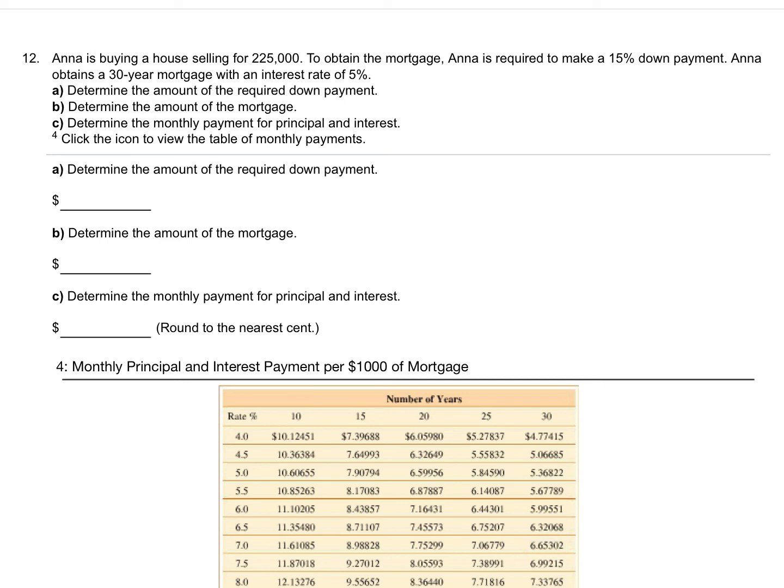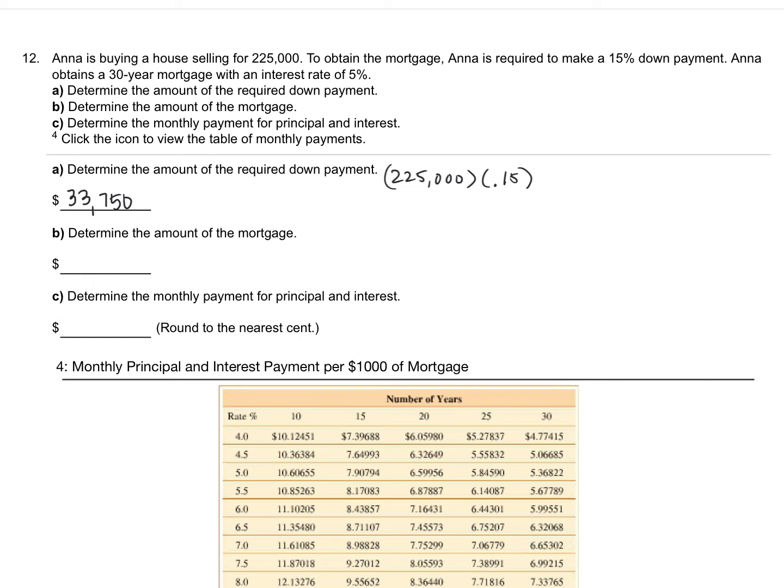If the amount of the house is $225,000 and she has to make a 15% down payment, 15% as a decimal is 0.15. We're simply going to multiply those together. 225,000 times 0.15, we get $33,750. So that's how much she's going to have as a down payment.